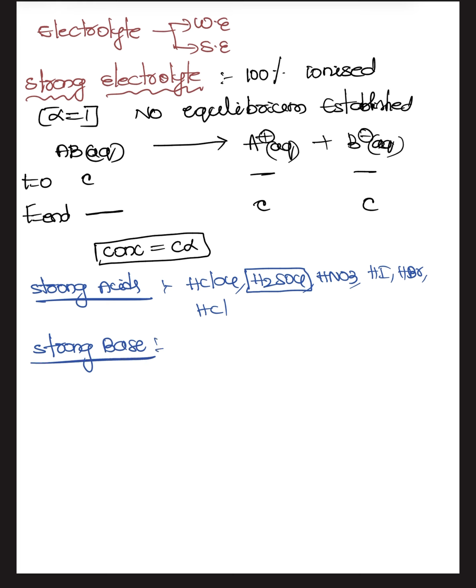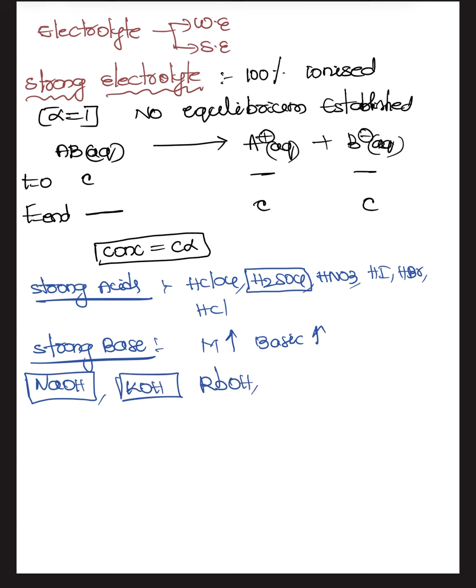Strong bases: generally when the metallic character increases, basic character will increase. Among the strong bases, sodium hydroxide, which we will also discuss more in this chapter, KOH, RbOH, rubidium hydroxide, cesium hydroxide, calcium hydroxide, strontium hydroxide. Next one, barium hydroxide.